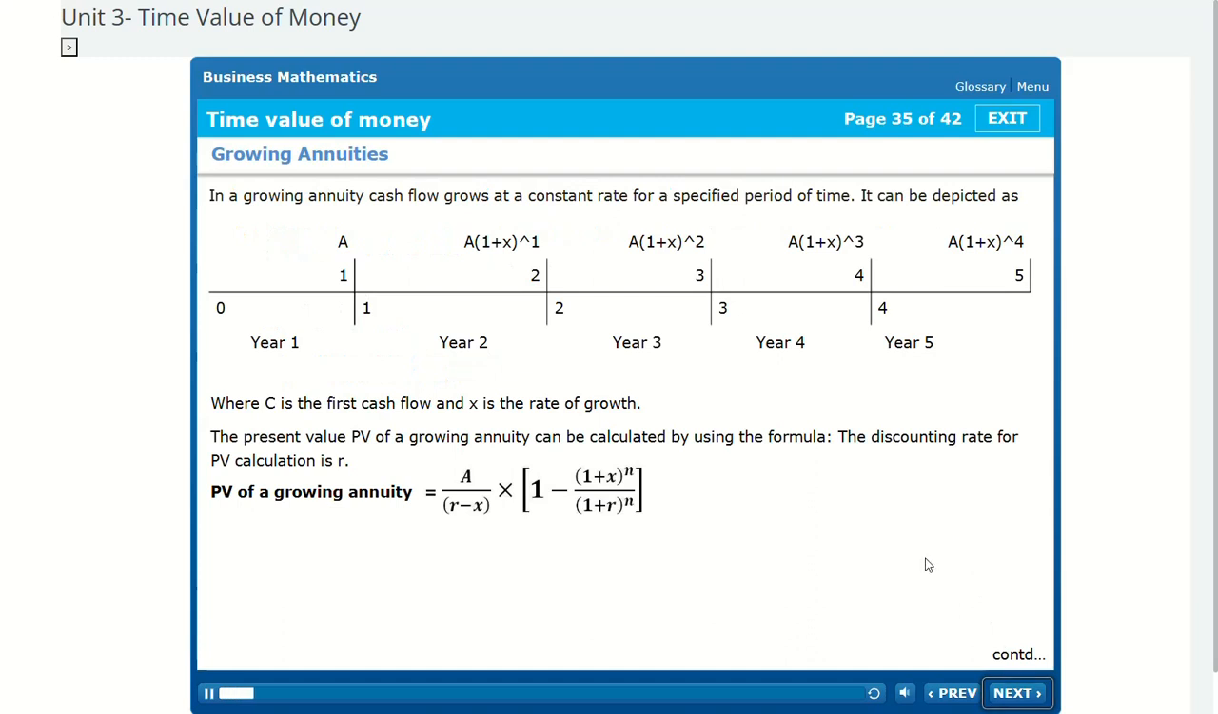Growing annuities. In a growing annuity, cash flow grows at a constant rate for a specified period of time. It can be depicted as where C is the first cash flow and X is the rate of growth. The present value PV of a growing annuity can be calculated by using the formula. The discounting rate for PV calculation is R.